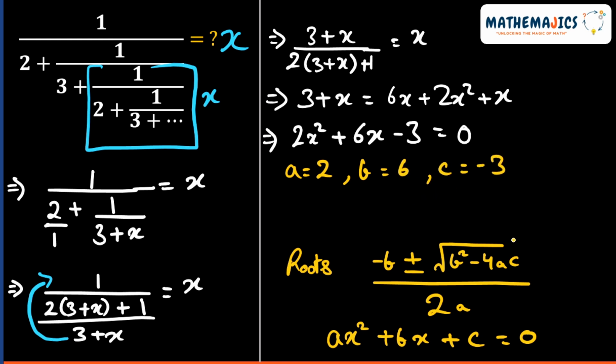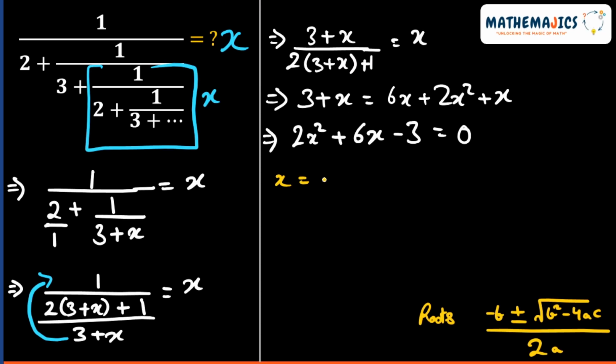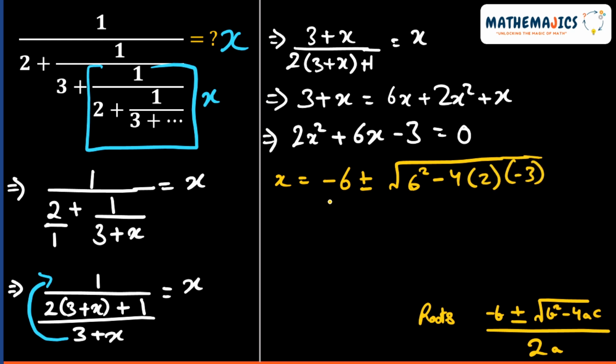Correct? Now we will be using this quadratic formula to find the value of x. Okay, so let's find the value of x. So x will turn out to be minus b, as I told you previously, b is 6. So minus 6 plus minus under root 6 square minus 4, a is 2, c is negative 3, upon 2a. A is 2. Okay. Now please understand, we have two roots for quadratic equation. One is plus and one is negative.